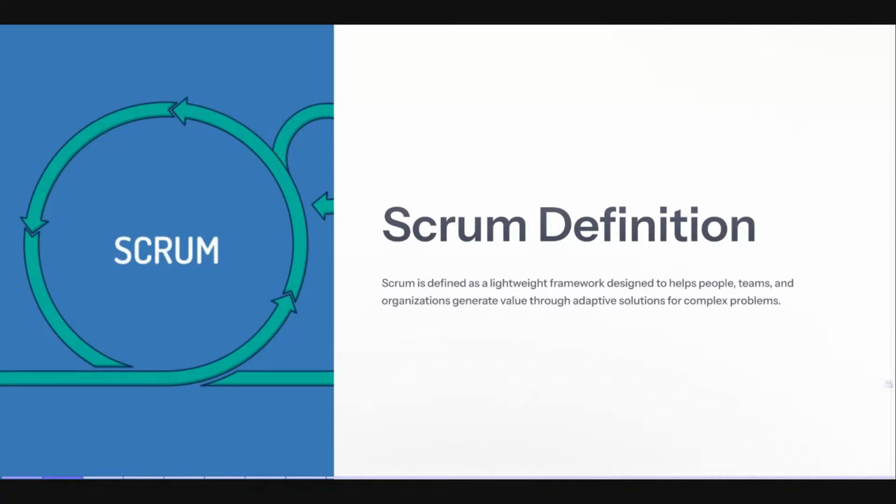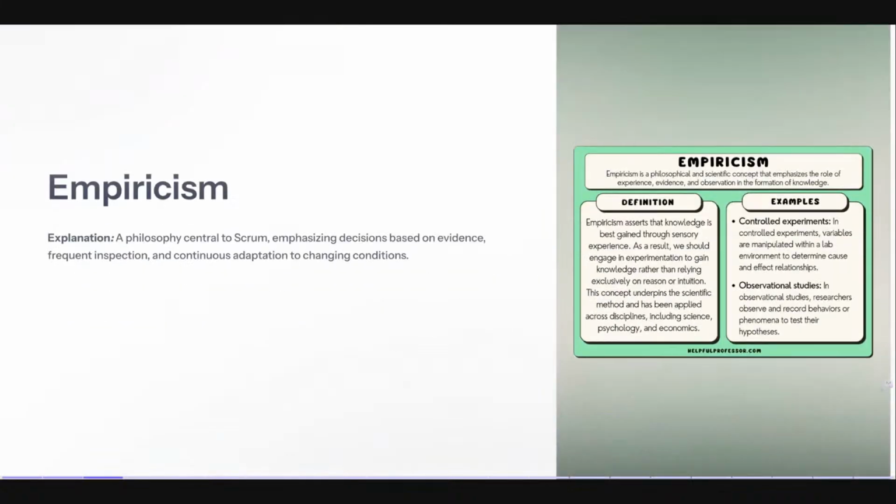It is a framework. A lot of times people will get confused, and I'm thankful for great mentors like Phil and Roy that really poured into me to help me understand Scrum a little bit better, Agile 100% better. But the whole point here, family, is just really understanding that Scrum is a framework. It's a lightweight framework for people, teams, and most definitely to handle complex problems. Empiricism, what is that? It's a philosophy that's central to Scrum. It emphasizes decisions based on evidence, frequent inspections, and continuous adaptation to changing conditions.